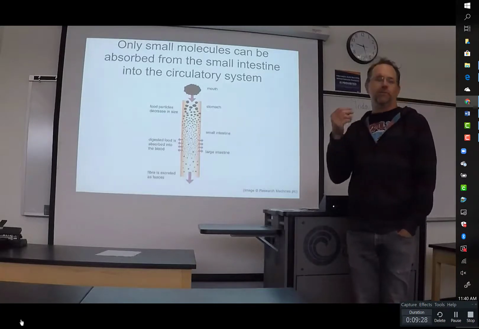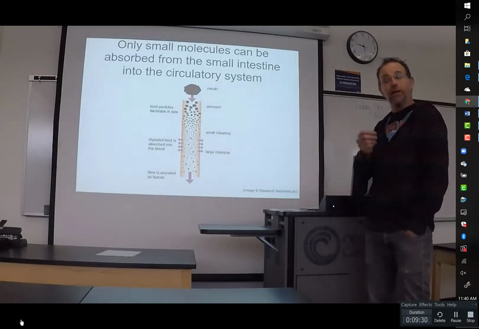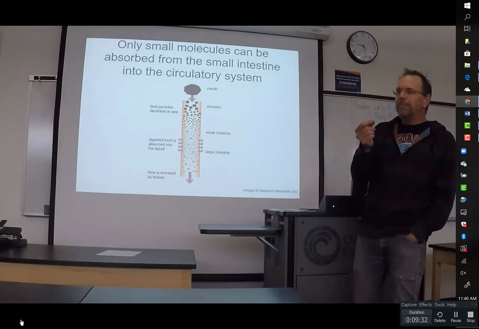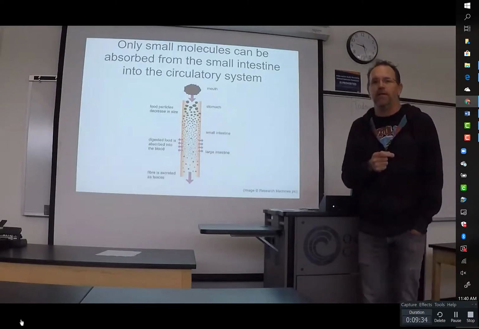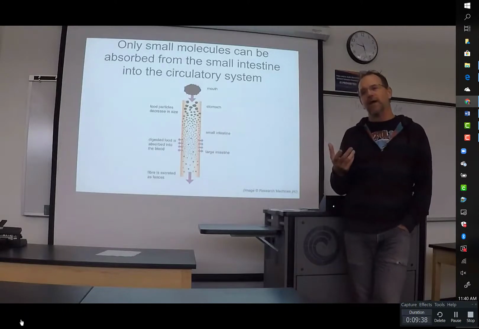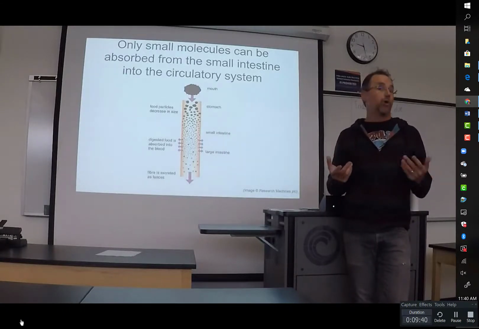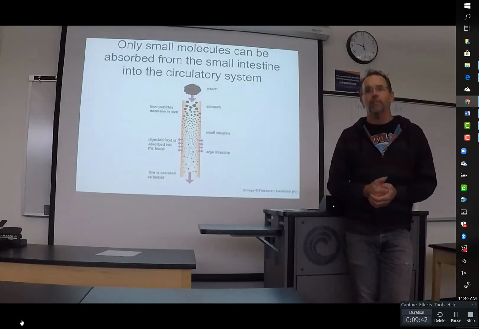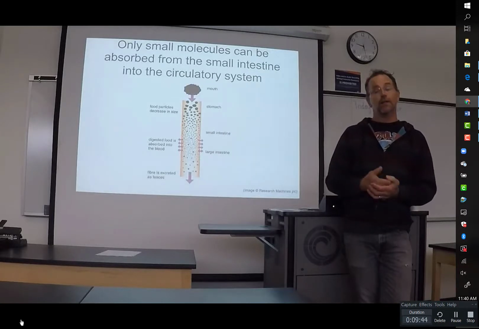So digestion begins in your mouth, mechanical digestion, but you also have an enzyme in your mouth. We have saliva. And so if you think about your saliva, it serves a couple of important purposes or functions for you. One of those functions is lubrication.